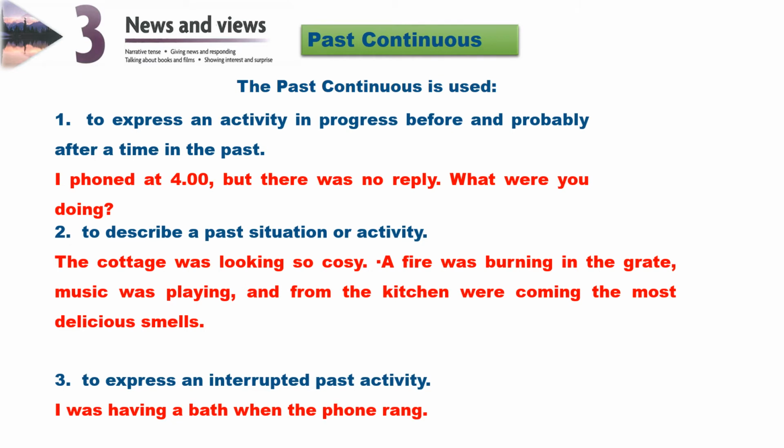Number three, to express interrupted past activity. For example, I was having a bath when the phone rang. So I was having a bath is the past continuous, and this action is interrupted by another activity. The other activity is the phone rang.